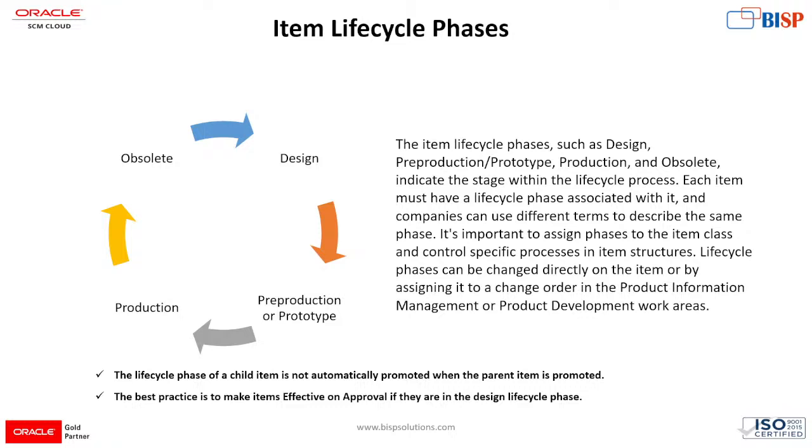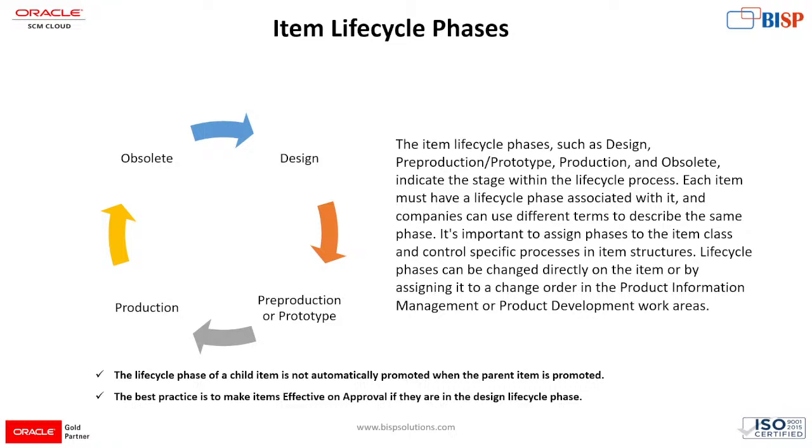The life cycle phase of a child item is not automatically promoted when the parent item is promoted. The best practice is to make the item effective on approval if they are in the design lifecycle phase. Before creating or importing an item, create the lifecycle phase, assign the phase to the item class, then use create item. You can assign them to the parent item class of the item class used to create the item.